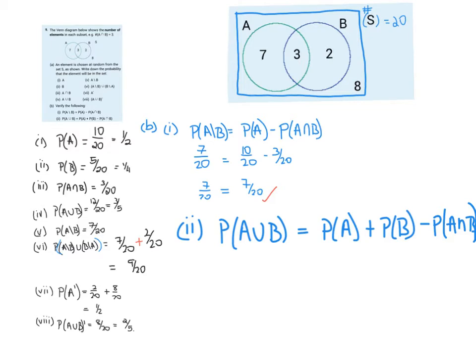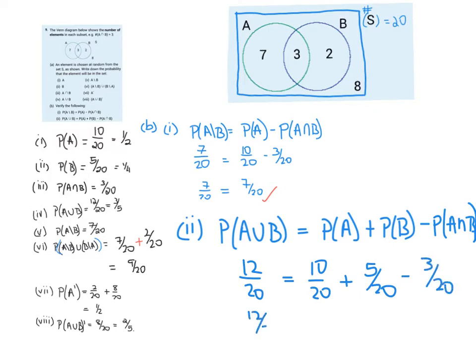Well, we have over here again the probability of A union B. Again, we'll keep it over 20. So it's 12 over 20, which is equal to the probability of A, which was 10 over 20, plus the probability of B, which was 5 over 20, and the intersection is minus 3 over 20.